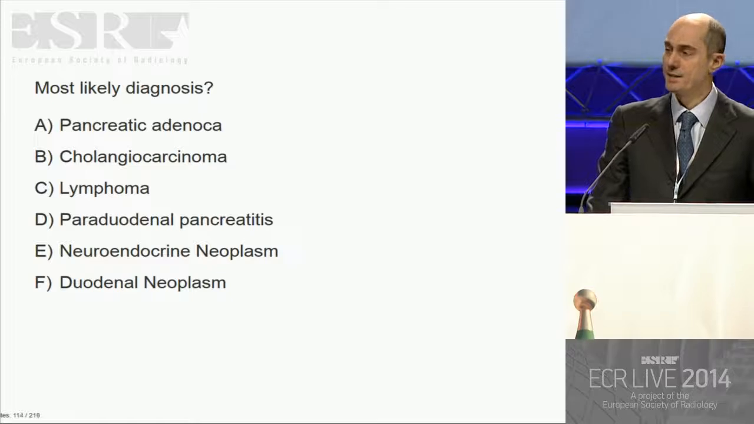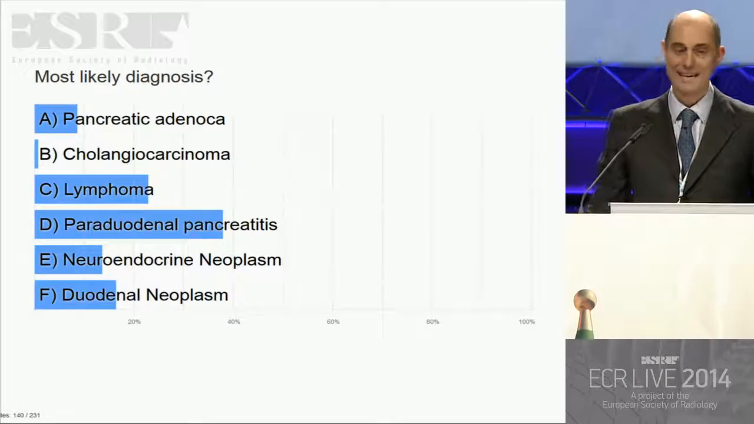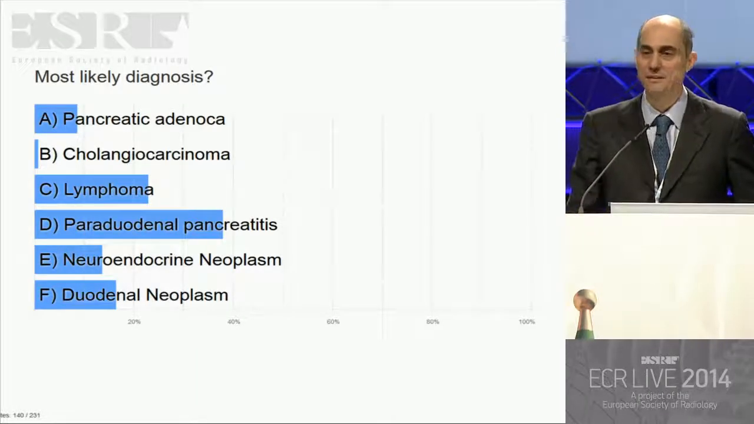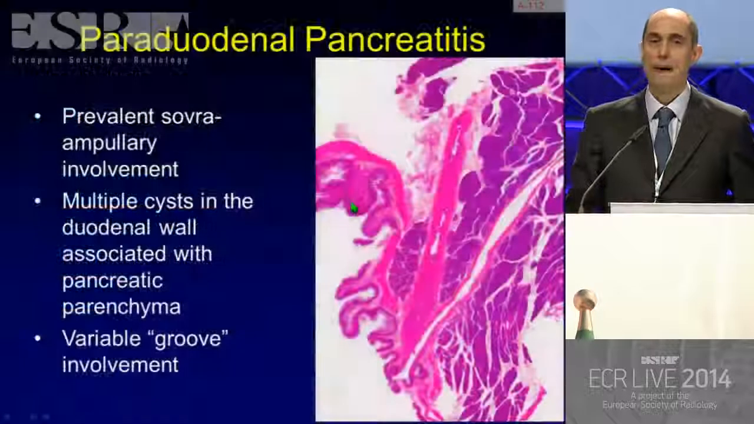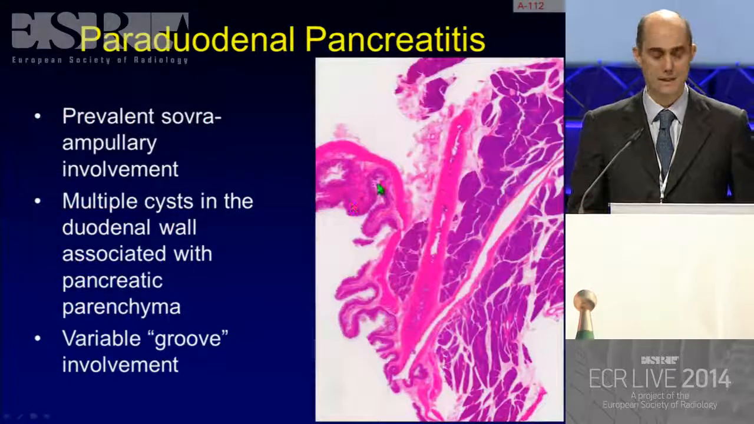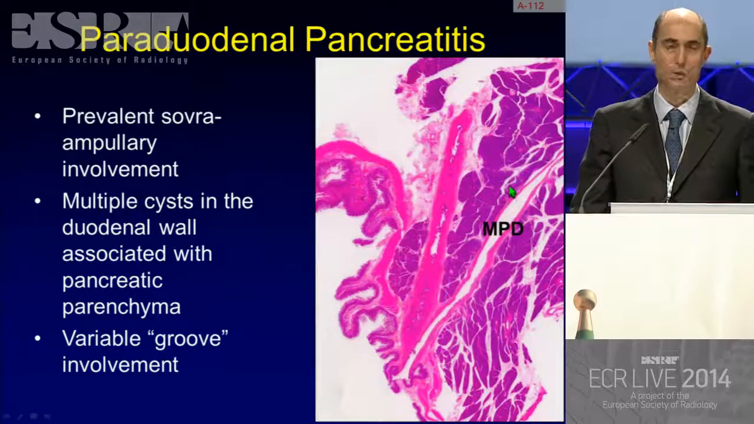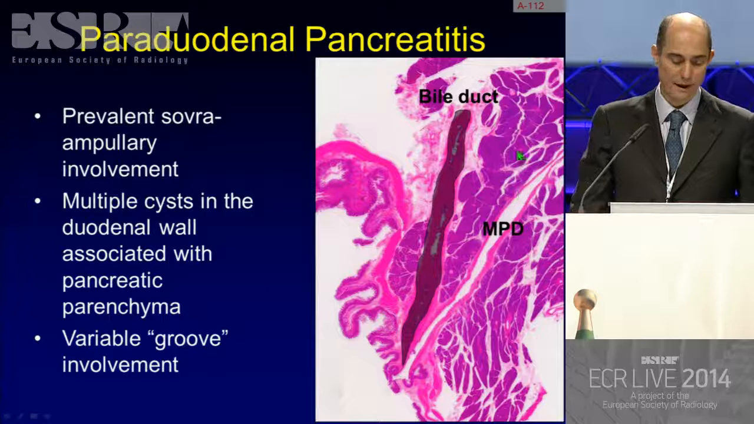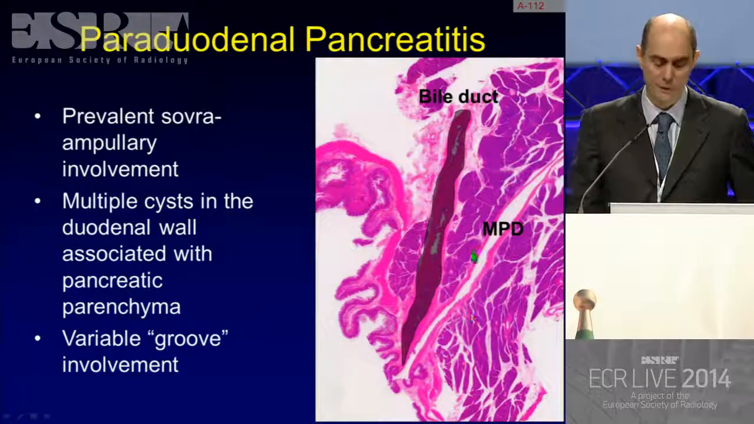And the answer is... very good. Good job. And the exact answer is paraduodenal pancreatitis. Paraduodenal pancreatitis, what is it? Ectopic pancreatic cells are located within the wall of the second portion of the duodenum. And this is, I show this by courtesy of Professor Giuseppe Zamboni from our university.